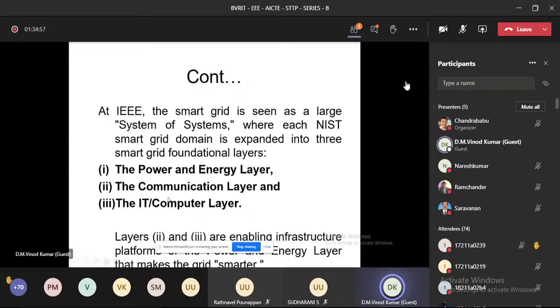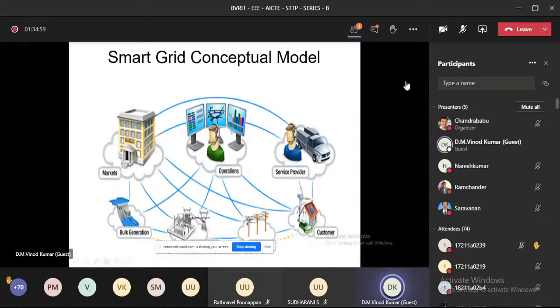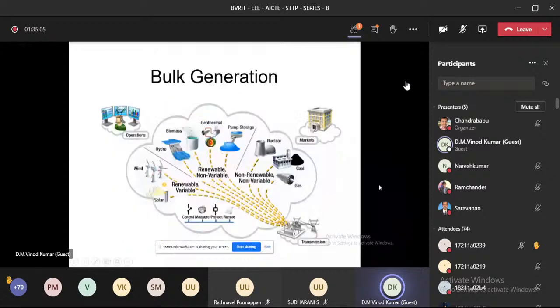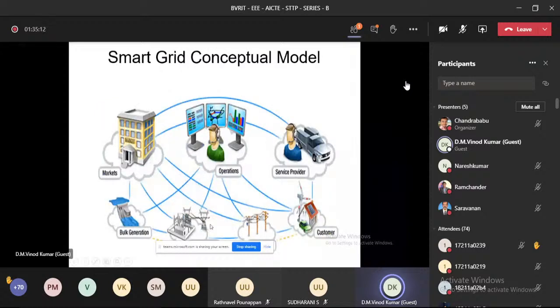Okay, in the good old days we used to talk about generation, transmission, distribution only. But here, apart from generation, transmission, and distribution, a customer also will come into the picture in the smart grid. The customer will play a vital role on the demand side also. Okay, bulk generation, transmission, distribution, and customer. These four, and they are bi-directional. And you'll have here markets, operations, and service providers.